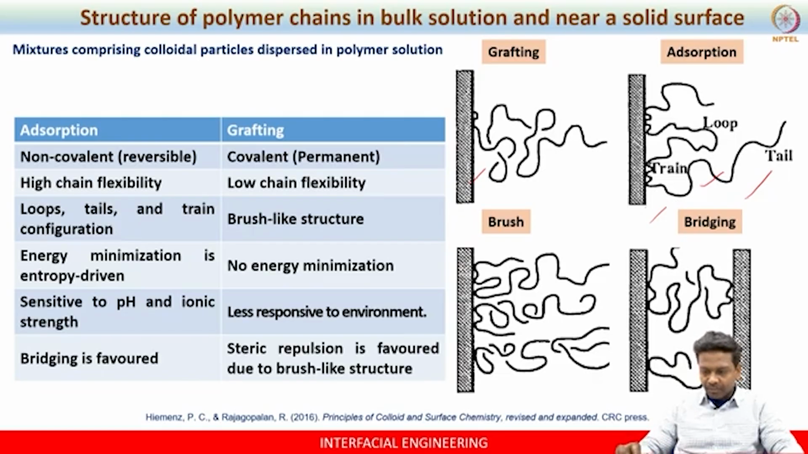So you can expect bridging in the case of adsorption, especially when tail-like configuration is favored and concentration is too low. Okay, in such a scenario, you expect bridging. In the case of grafting, it produces a brush-like structure. Okay, and this brush-like structure will always lead to steric stabilization, provided the grafting density is meaningful.